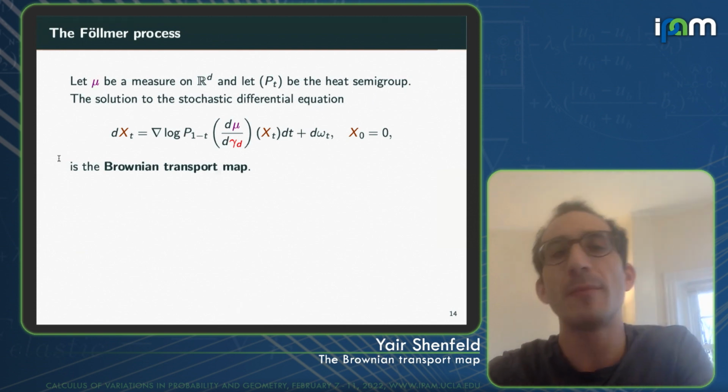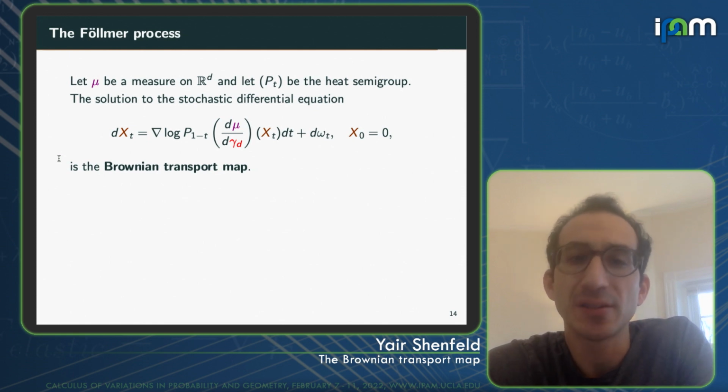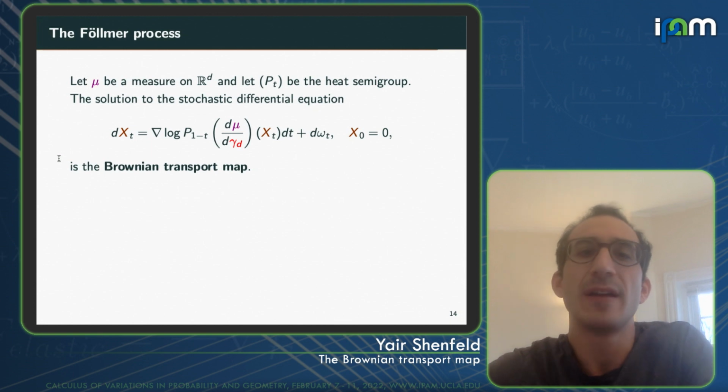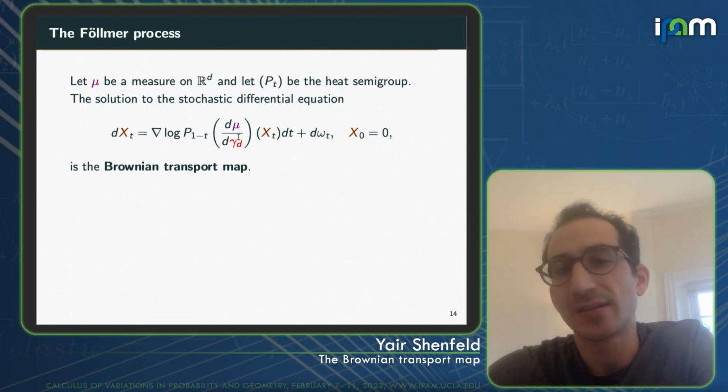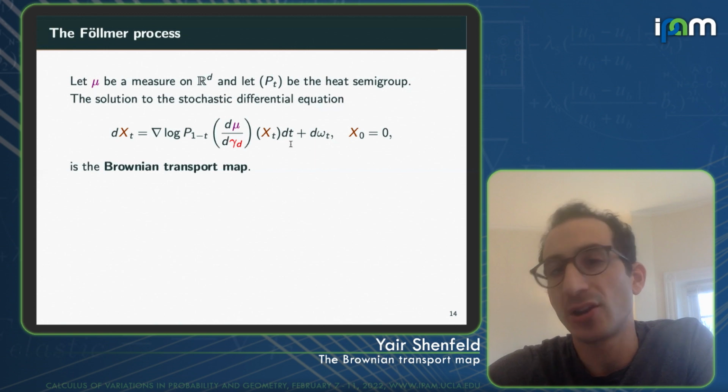Let me say a little bit more about the Brownian transport map. Up until now, I just told you that it minimizes a certain optimization problem, but in fact, you can write it explicitly as a solution to a stochastic differential equation. So what is it? Here is a stochastic differential equation. You take P_t to be the heat semigroup, and you look at the equation dX_t, and here you have a term which is just a Brownian motion.